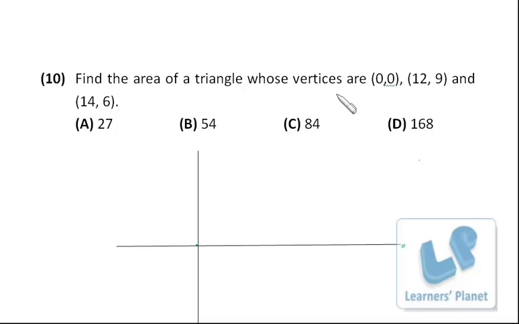Now find the area of a triangle whose vertices are these three points. Okay, so I just draw them over here. It's 0, 0. Then we have 12, 9. I assume 12 over here and maybe 9 over here. So this point is this. Then we have 14, 6, so 14 somewhere here and 6 somewhere here. So this is this point, right? Now I just complete the triangle.